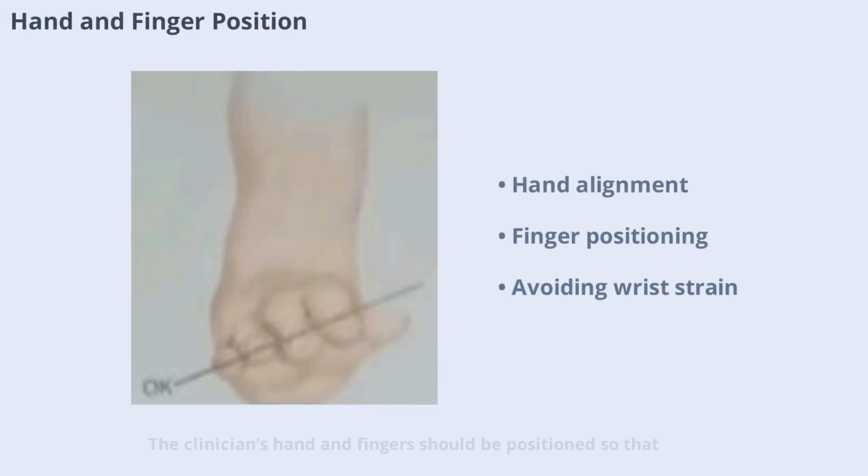The clinician's hand and fingers should be positioned so that the little finger is on the side of the palm and the wrist is aligned with the forearm. Avoid bending the hand or wrist up or down and keep the thumb side of the palm parallel to the floor. Proper hand and finger positioning ensures stability and control during instrumentation, minimizing the risk of injury and maximizing effectiveness.